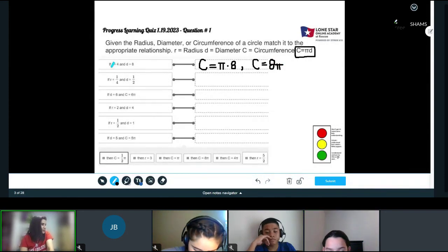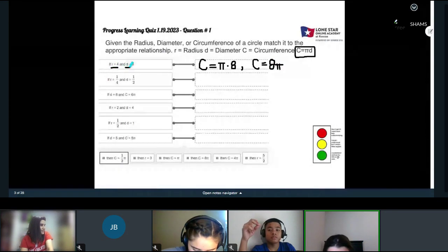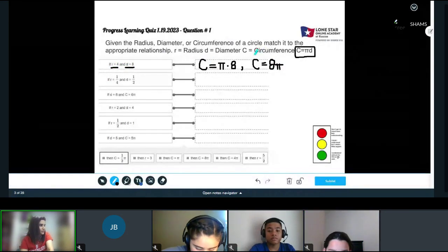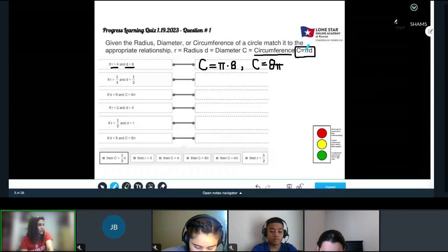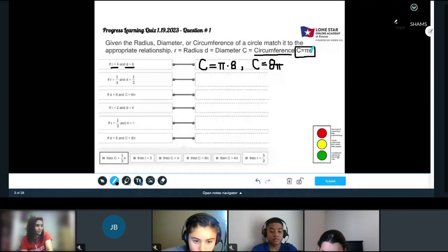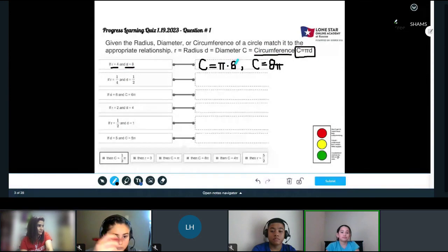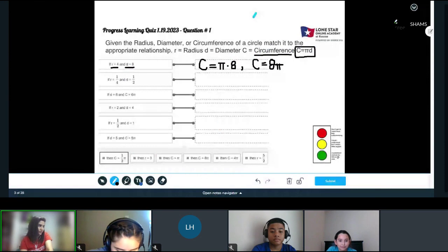So radius is 4, diameter is 8, circumference was missing. The formula for circumference is given. C equals pi d. So that means pi times diameter of 8. If you multiply them, you get 8 pi. Look at the answers. They don't want you to use 3.14 for pi.